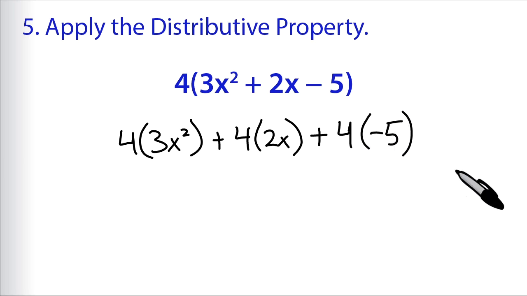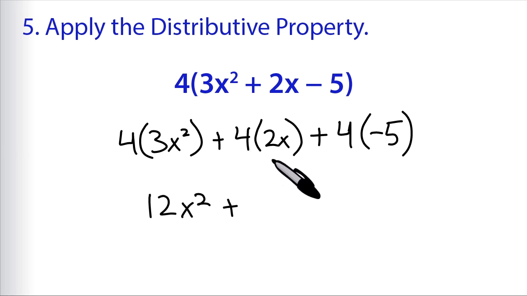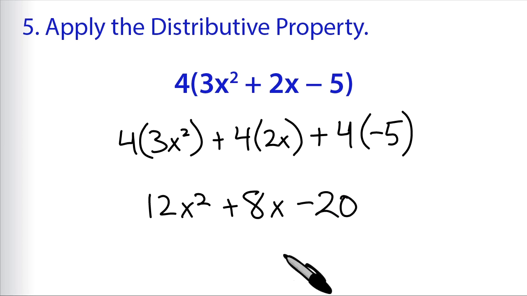And now we need to simplify. So we have 4 times 3x squared is 12x squared, plus 4 times 2x, which is 8x, and then 4 times negative 5, which is negative 20, so we put minus 20. So when this factor of 4 is distributed to this group, we get 12x squared plus 8x minus 20.